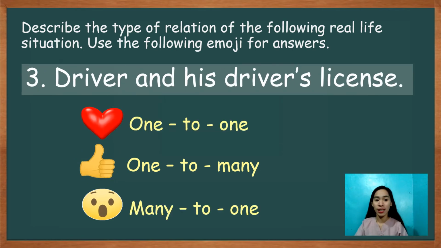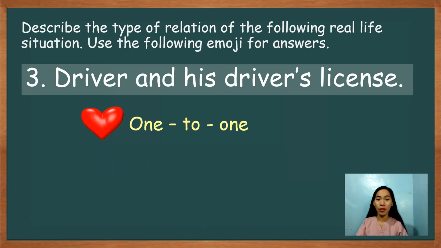Number 3, driver and his driver's license. Is it 1-to-1, 1-to-many, or many-to-one? The answer is 1-to-1.